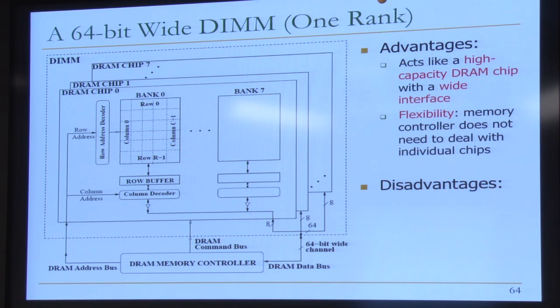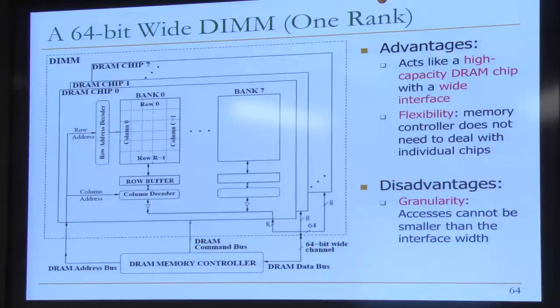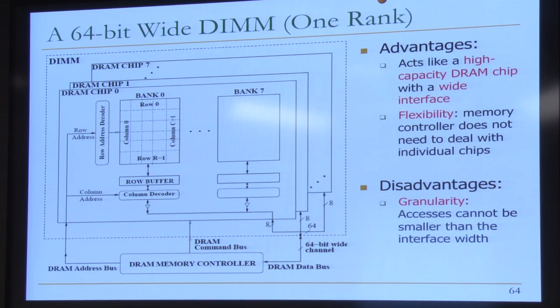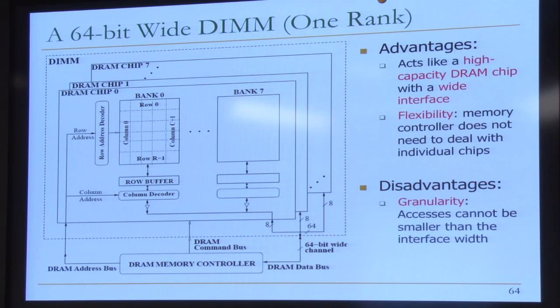You can only get 64 bits. What if you need only 8 bits, right? That's the problem with granularity, basically. Your interface is wider, but if all you need is just 8 bits, you just cannot get it. You have to get all of the 64 bits. So if you're doing only byte accesses to memory, you're really wasting a lot of energy, right? You're always getting 64 bits. And that's a problem with wider interfaces whenever you access a wider interface.